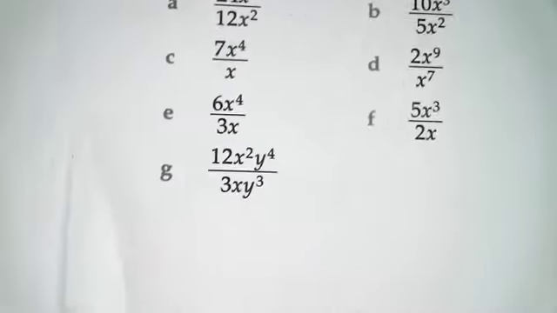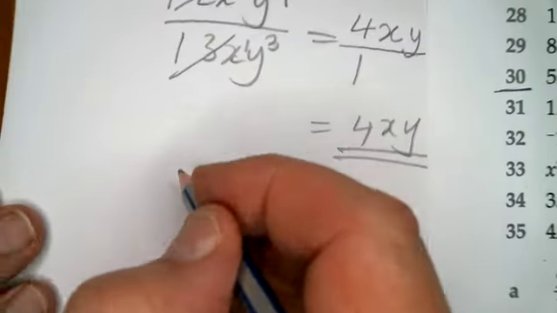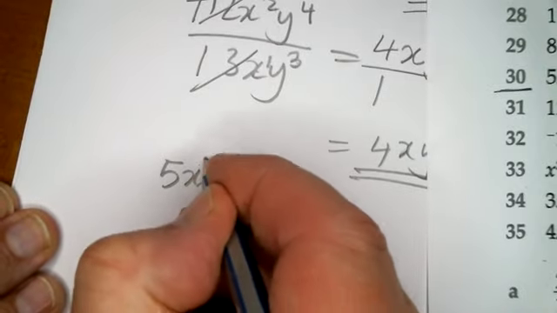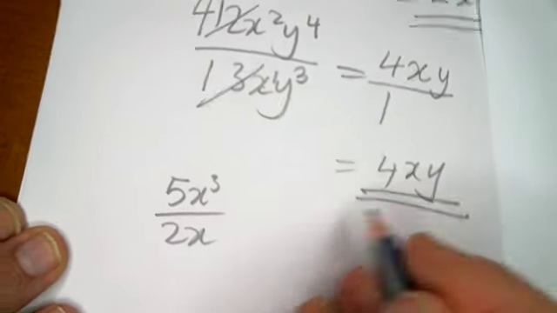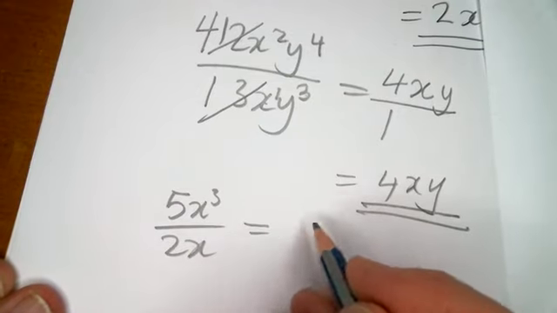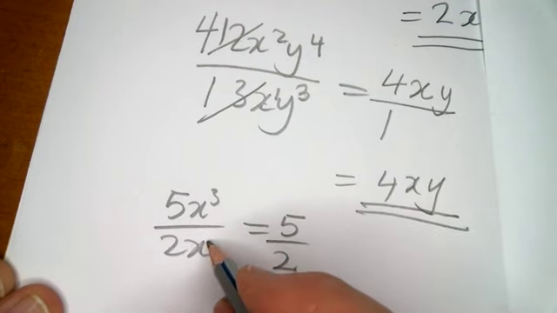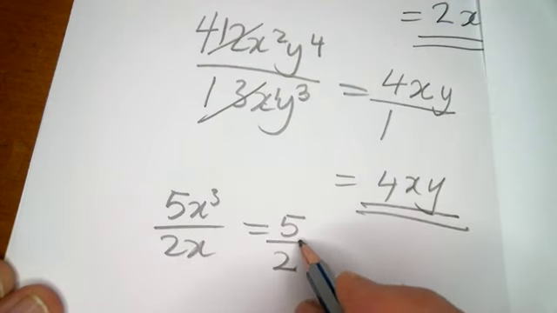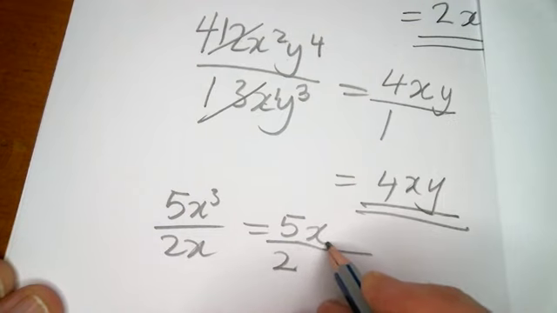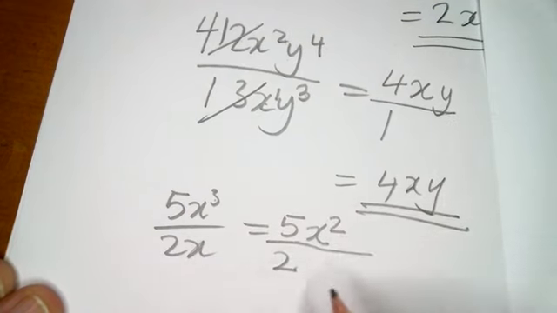All right, let's do just one more. I'm looking at the list here. How about this one, 5x to the 3 over 2x. This is a bit of an interesting one because there's nothing common to 2 and 5. So it just stays as 5 over 2. But this is an x to the 1, really, and this is an x to the 3. So I could keep the x on top and say 3 minus 1 is 2. So the answer is 5x squared on 2.